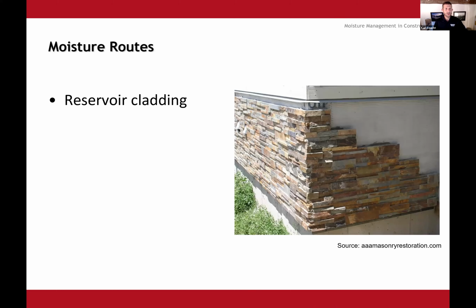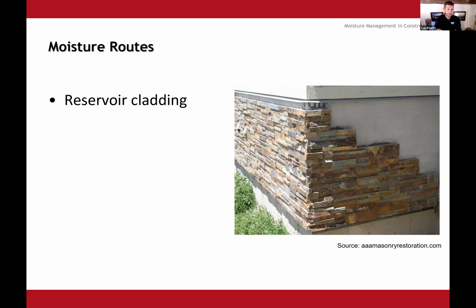Okay. So if we were in a smaller setting or in person, I would ask for some volunteers to try to make this a little bit more interactive rather than just listening to me talk. But I would ask the question, does anybody know what a reservoir cladding is? It's a pretty important term. Another word for that might be absorptive cladding. And cladding, of course, is another word for siding. So a reservoir cladding is any siding material that absorbs moisture.